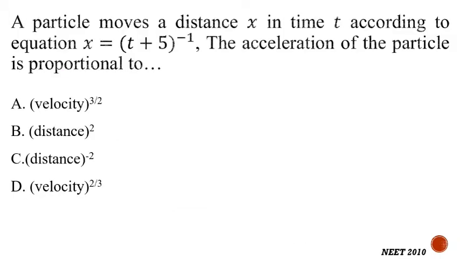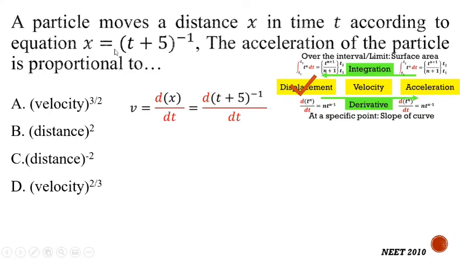Next problem. A particle moves a distance x in time t according to equation x equal to (t plus 5) raised to the power minus 1. The acceleration of the particle is proportional to. This means displacement is given, and we need to find out the acceleration for this. So to find out velocity, we need to take the derivative of this, and we need to find out the equation for acceleration. That means we will take 2 times derivative, because if the displacement is given, we need to take the 2 times derivative.